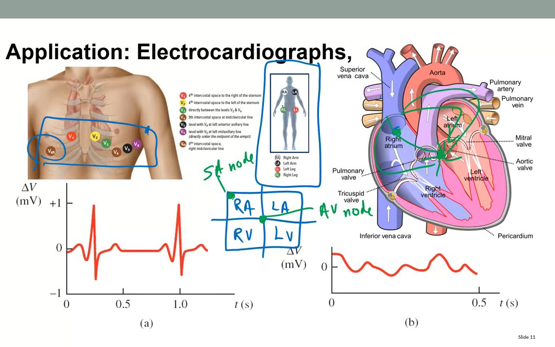Now, I believe God created us. And I believe he created us with redundancy so when things go wrong, we can still live. And so that AV node, what it does is it collects those signals and then it sends them down the bundle of His. The bundle of His being this right here. And His is spelled H-I-S. So that's the bundle of His.